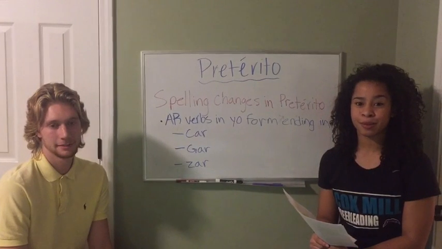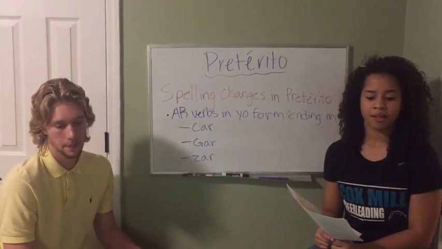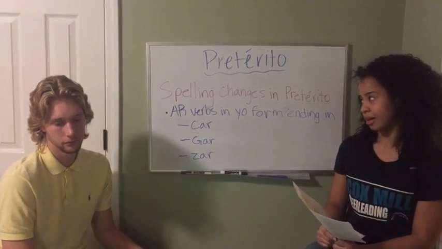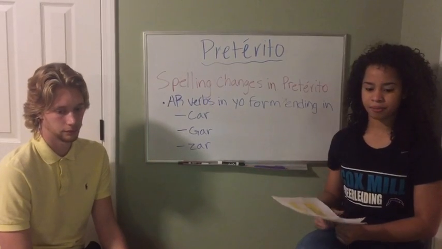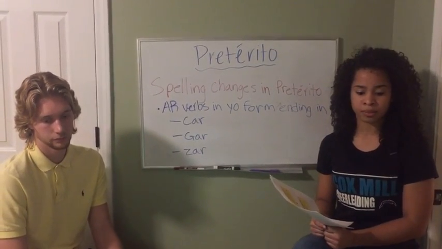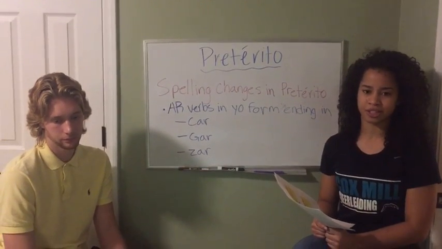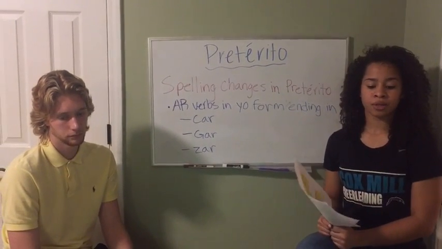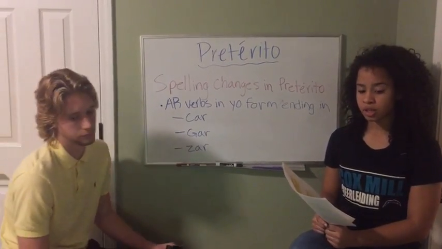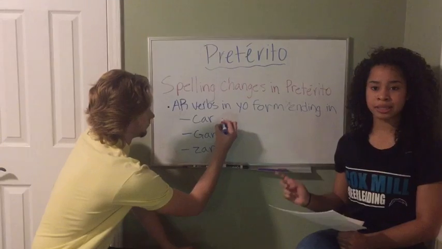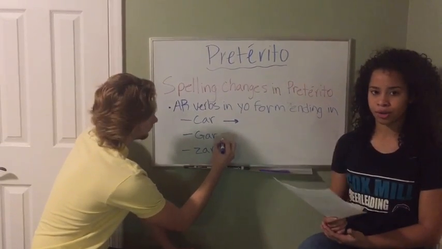Some AR verbs have a spelling change when they're in the yo form of the preterite tense. Those are verbs that end in CAR, GAR, and ZAR. All of the other forms of these verbs are regular and do not have a spelling change. In order to construct the spelling change, you must first drop the CAR, ZAR, or GAR from the end of your word.